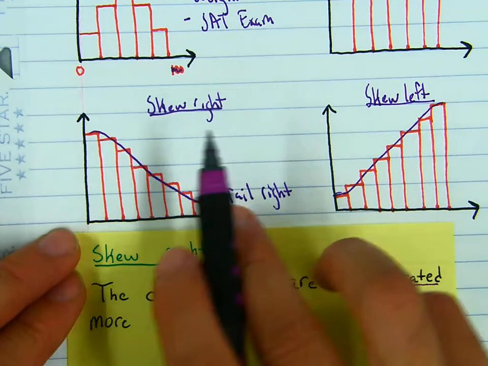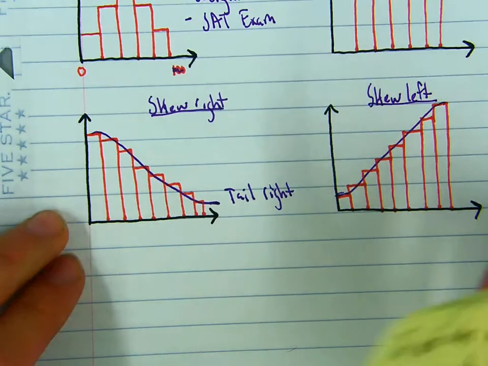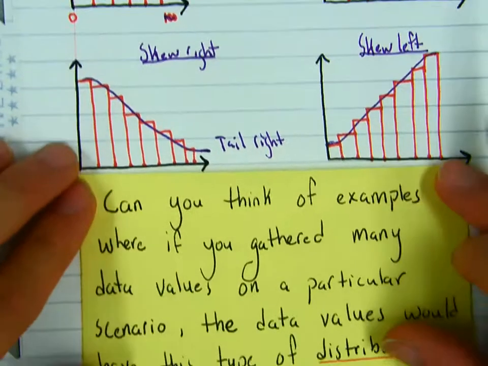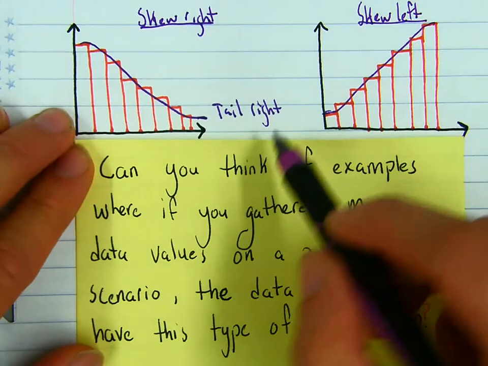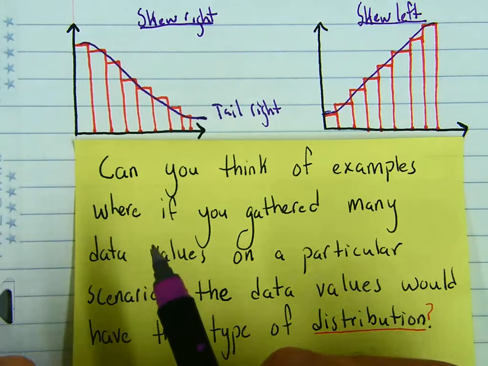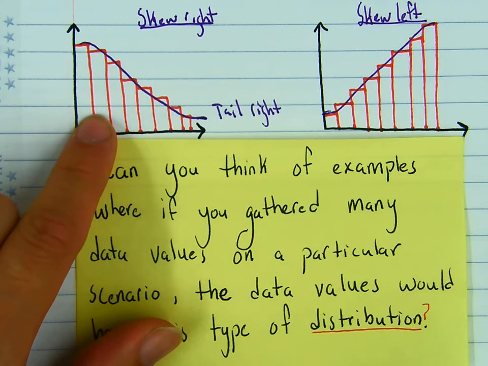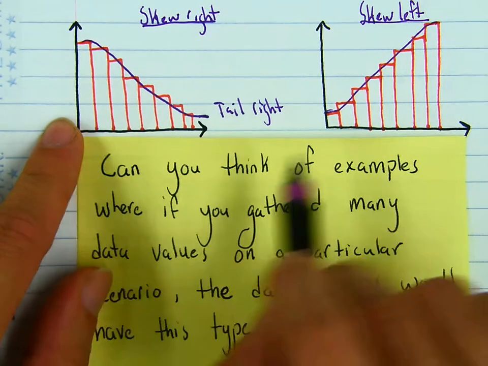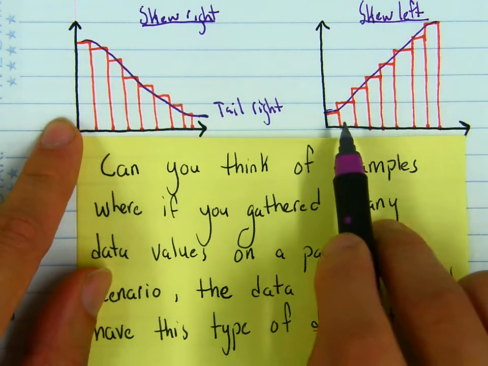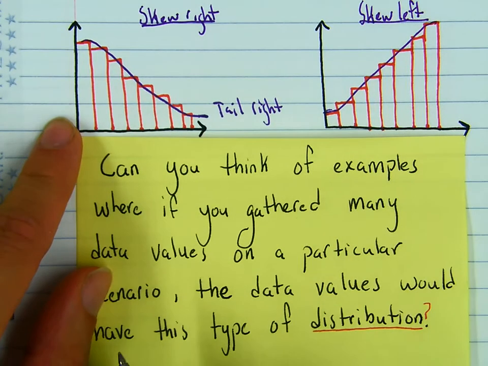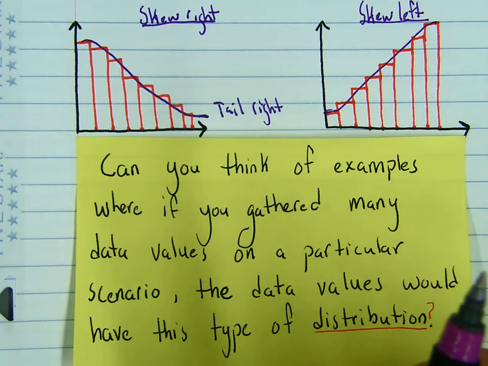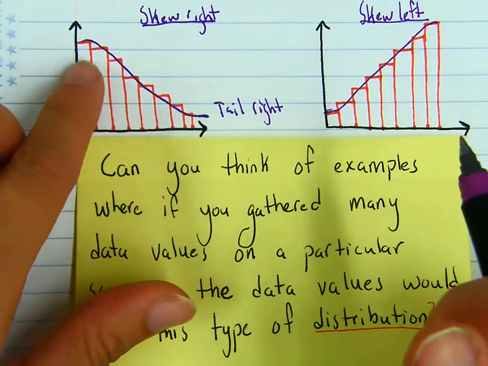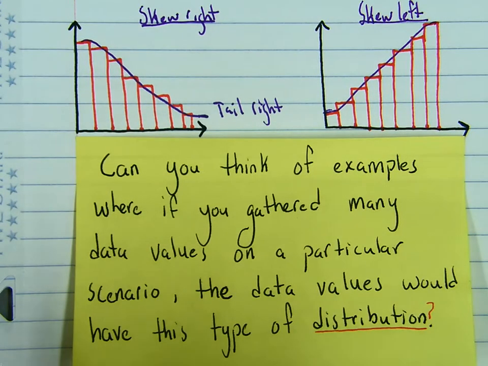Okay, so you can pause the video and think about it. Can you think of a particular example in the real world where, if I gathered all the data values, it must have this distribution, where more of the data values are to the left side? Or you could even think about it for the other one. Can you think of a scenario where the data values are on the right side? Okay, pause the video and think about it. What are some real world scenarios where, if I gathered all those data values, it has to have this type of distribution or this type of distribution?